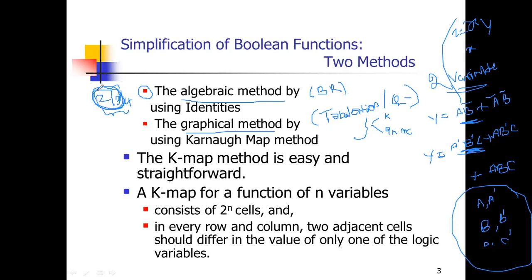More than that, it is somewhat difficult. If it is greater than three variables, that means four, five, and six variable equations can be solved by using the Karnaugh map. The Karnaugh map is a graphical method. The graphical method has two types: one is the Karnaugh map, that is a tabulation method, and another is the Quine-McCluskey method.